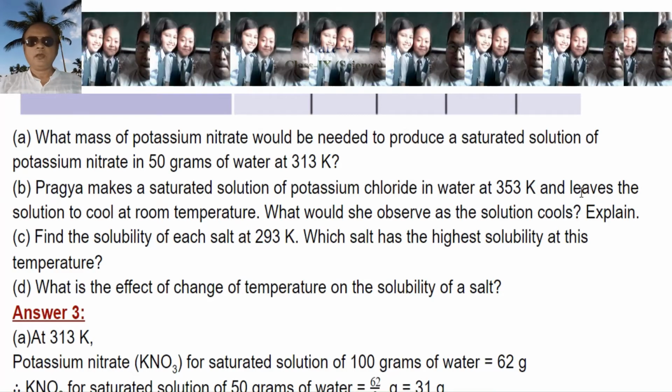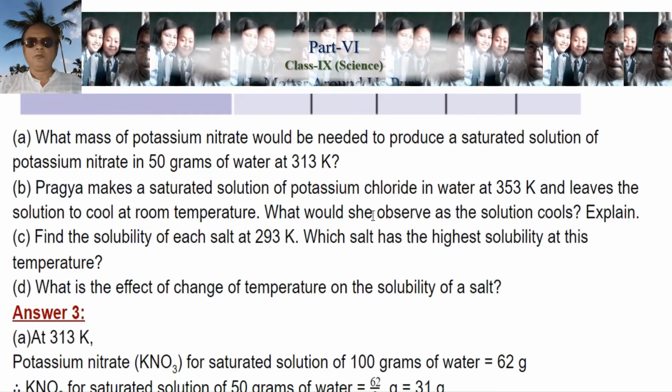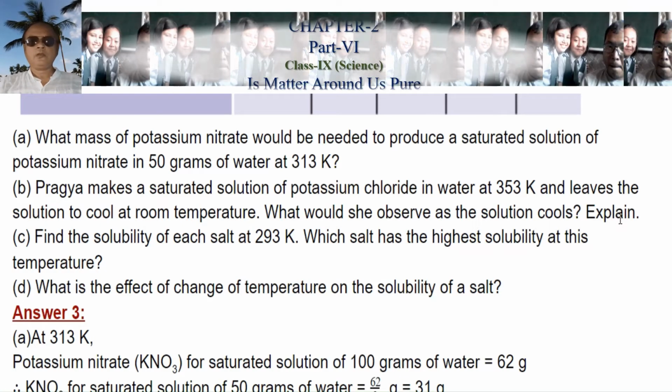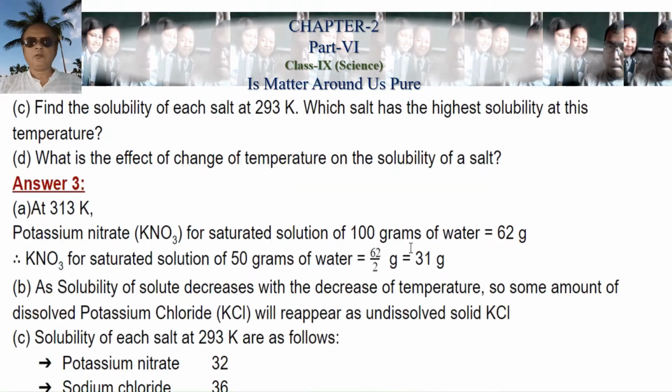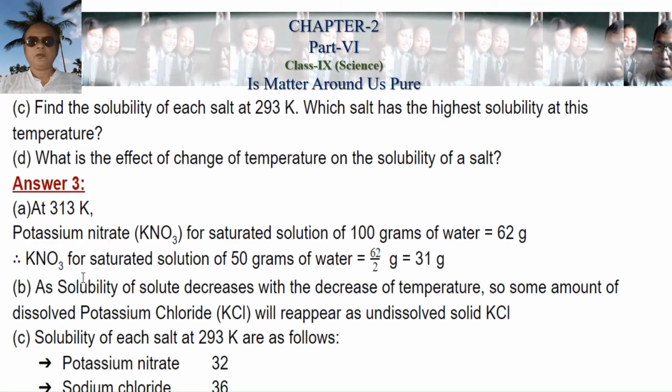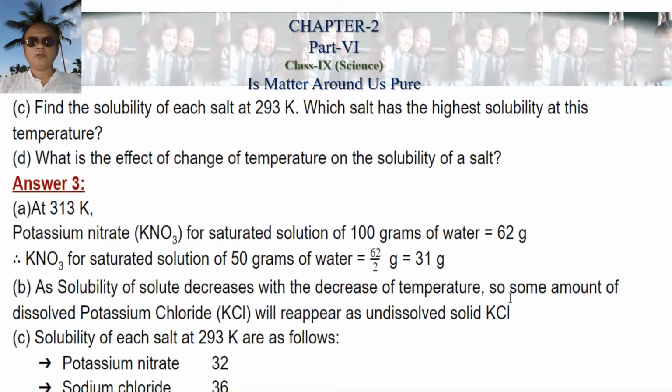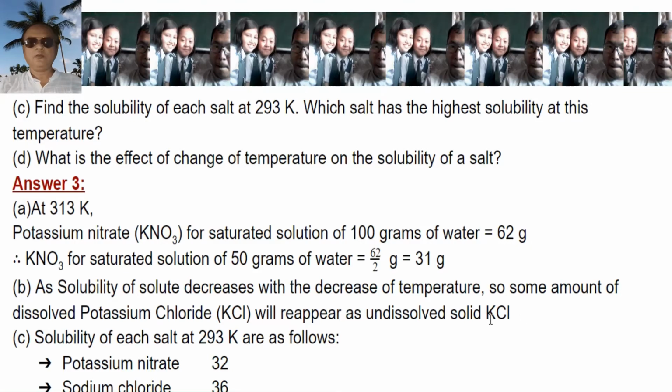So the question: Pragya makes a saturated solution of potassium chloride in water at 353 Kelvin and leaves the solution to cool at room temperature. What would she observe as the solution cools? The answer, as I have told you: as the solubility of the solute decreases with decrease of temperature, some amount of dissolved potassium chloride, KCl, will reappear as undissolved solid KCl.